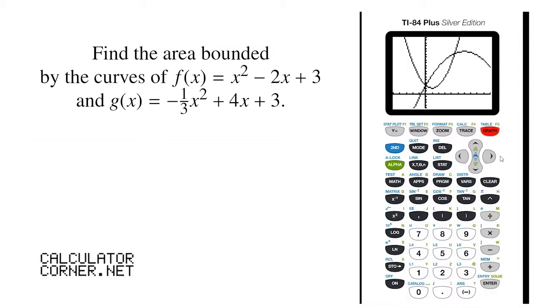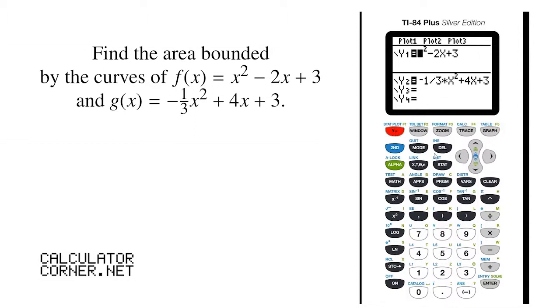In the formula for using an integral to find the area between two curves, you need to know which function is on top and which function is on the bottom. Here, the parabola that is opening down is the curve that is on top, and the parabola that opens up is the curve that is on the bottom. The parabola that opens down was y2, and the parabola that opens up was y1. What we want to do now is create another function in y3 that is going to be y2 minus y1.